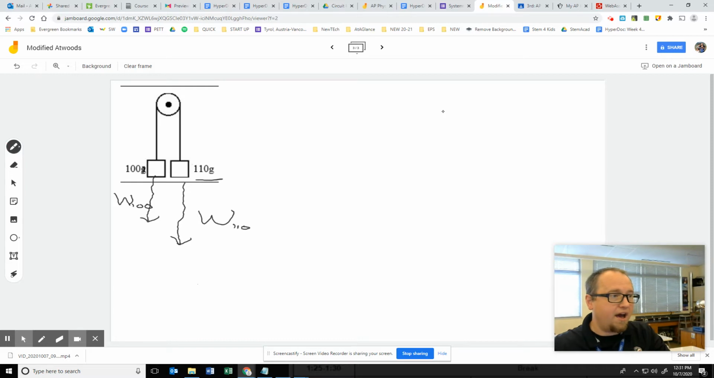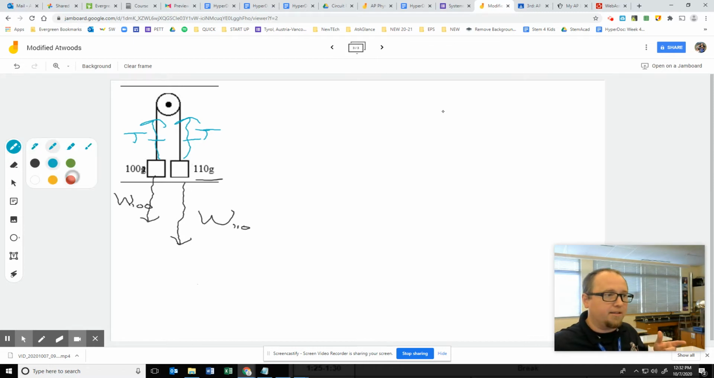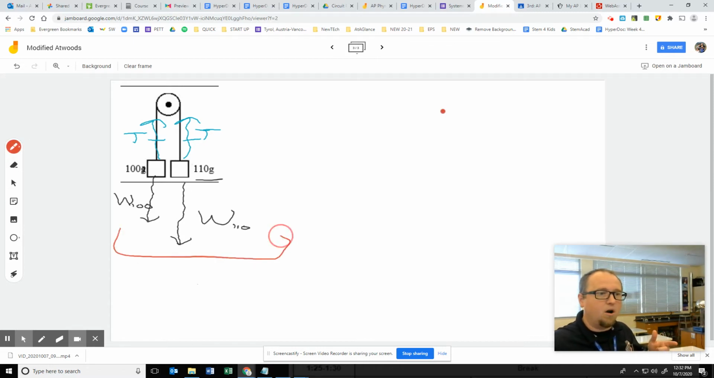I also have, let's be honest here, tension going upwards. This tension will be less than the weight on the right, and then there'll be a tension here, and this tension will be greater than the weight on the left. But those two tensions are Newton's third law force pairs, and those will cancel each other out. So they're equal to each other. So if you look, the unbalanced forces for my system are these two.